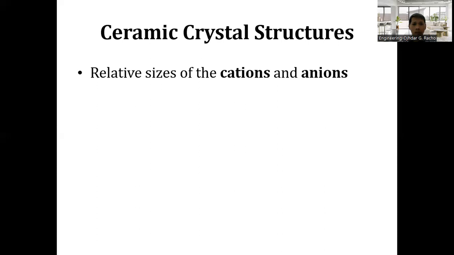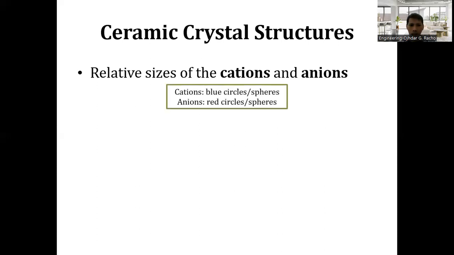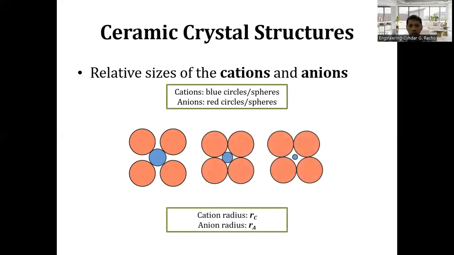Okay, so relative sizes of cations and anions. We will denote cations as blue circles or spheres, and anions as the red circles or spheres. Take note that these cations and anions also have a radius. We will denote the cation radius as R sub C and the anion radius as R sub A.